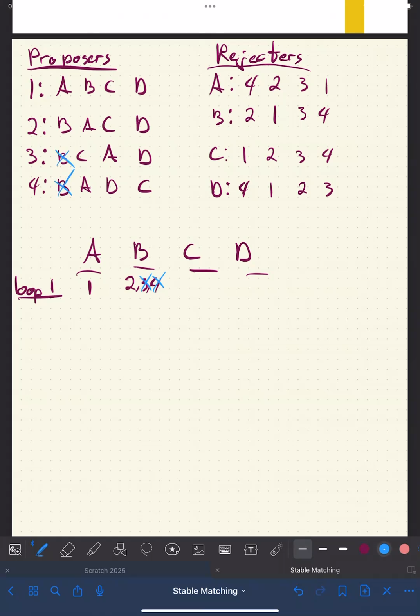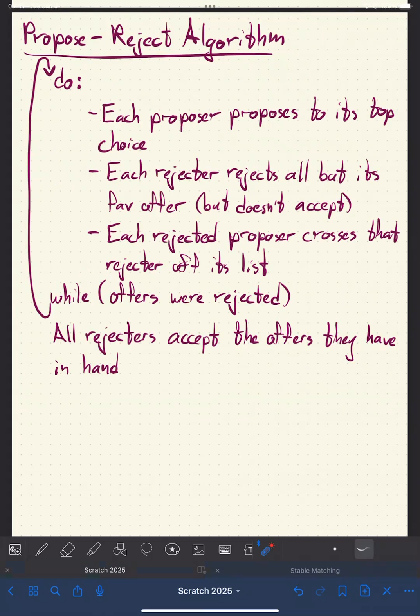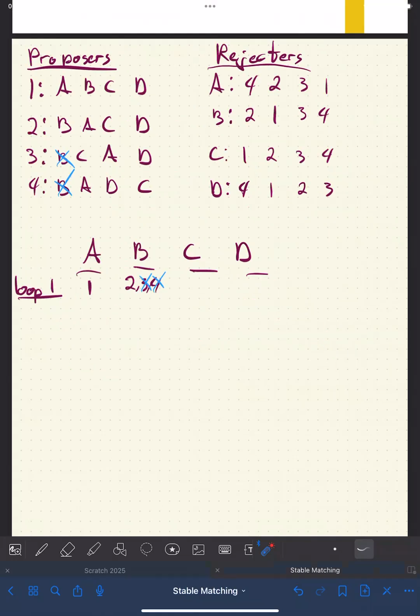Good. So far we've done one loop of the algorithm. The proposers all proposed to their top choice. The rejectors ended up rejecting the ones that weren't their favorite. And the proposers took that into account and said, okay, well, I'm not going to bark up that tree again. Let me go on to my next top choice. So now let's go back and do the algorithm again. So now we're on loop 2, and we just start all over.